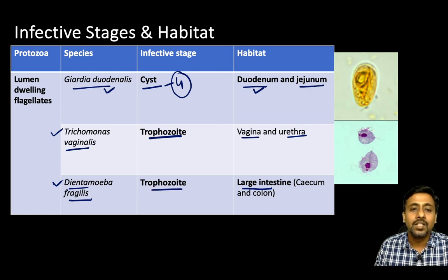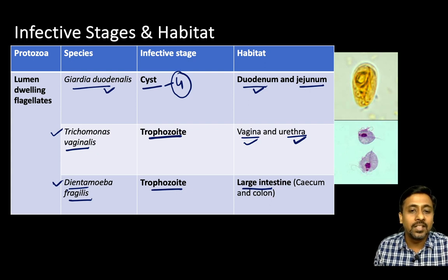Okay, and where will they reside in the human body? Trichomonas vaginalis, the name itself suggests vaginalis, so it will reside in the vagina. But in males, as they obviously don't have a vagina, it usually resides in the urethra. And Entamoeba fragilis resides in the large intestine, that is the cecum and colon.